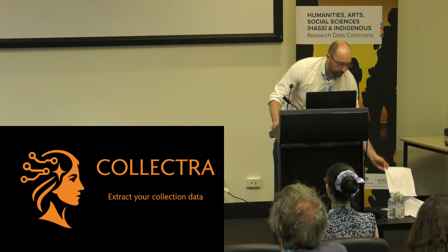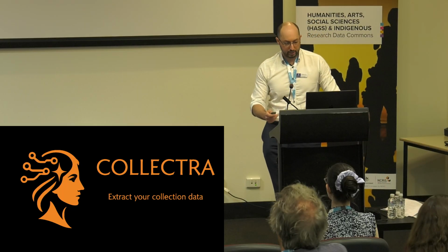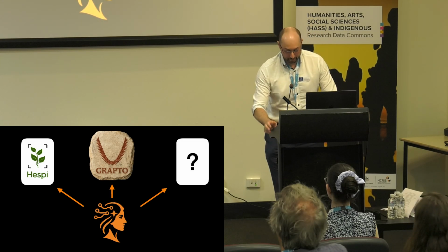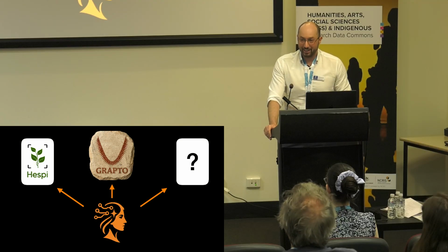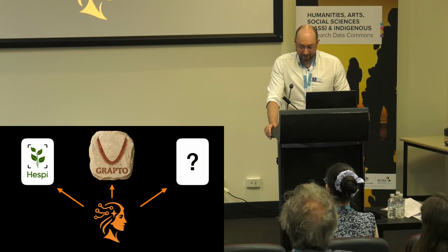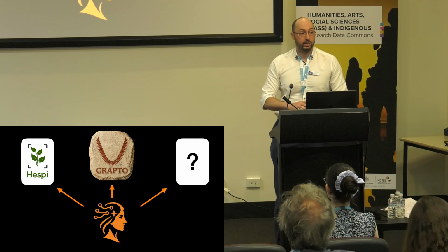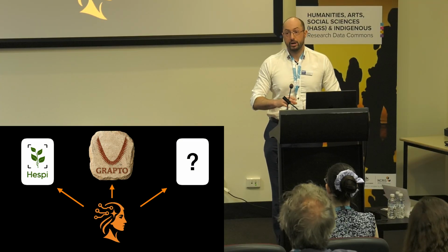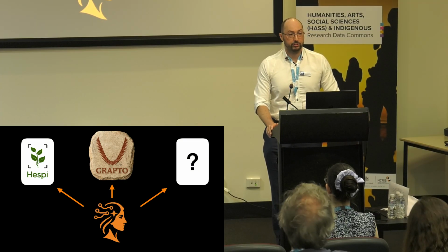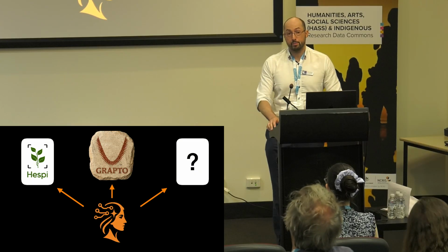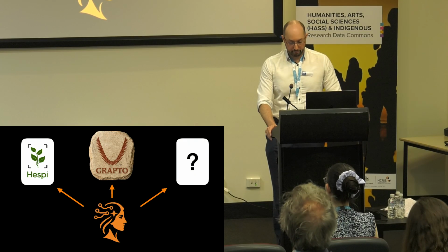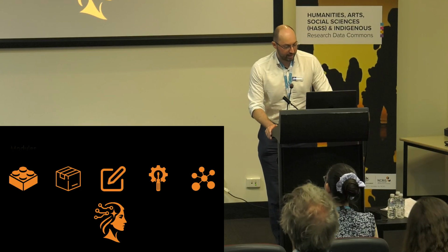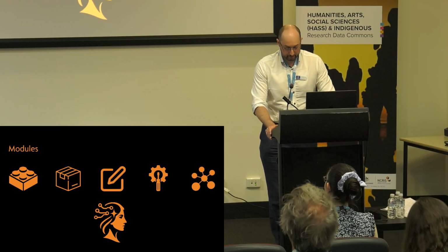Collectra can be the starting point for building any kind of pipeline, just like Hespi, just like Grapto. When it's ready, you could build a pipeline from scratch, or you could take an existing Collectra workflow and customize it for the kinds of data set that you're interested in. That might mean fine-tuning the AI models, or taking components of it and reusing, adapting and extending the pipeline. So let's talk a little bit about how the software is designed.